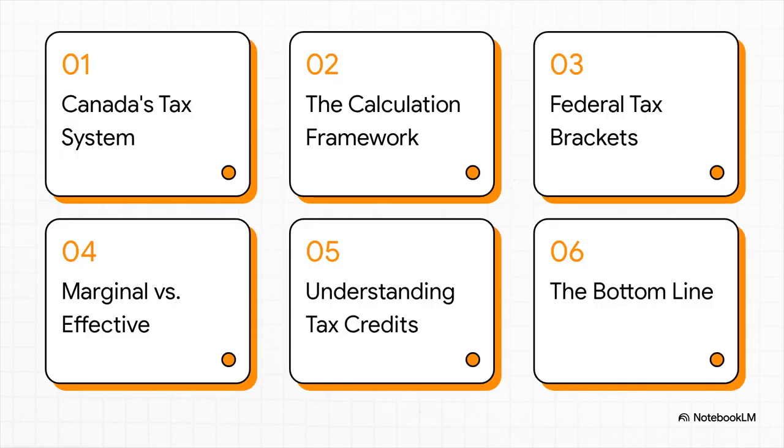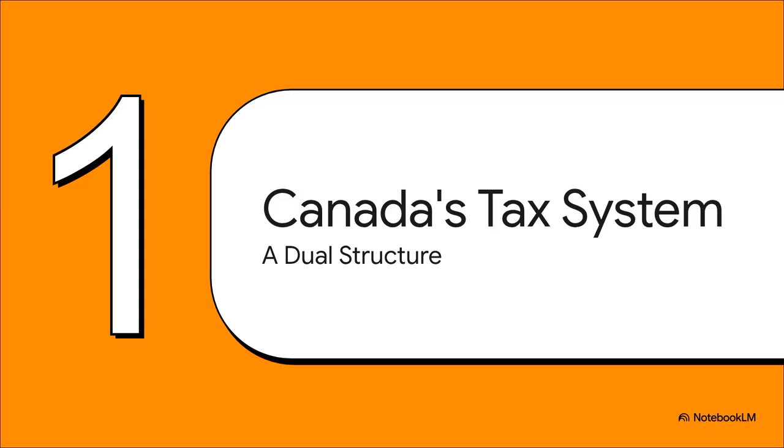Hello, everyone. Have you ever wondered how your income tax in Canada is actually calculated step by step? Well, you're in the right place. In this explainer, we're going to build that knowledge from the ground up. We'll start with Canada's dual tax system, then we'll look at the official calculation framework. After that, we'll get our hands dirty with the federal progressive tax brackets and a real-world example. We'll also clear up the confusion between marginal and effective tax rates, understand the role of tax credits, and finally, we'll see why all of this is so crucial for making smart financial decisions. Let's get started.